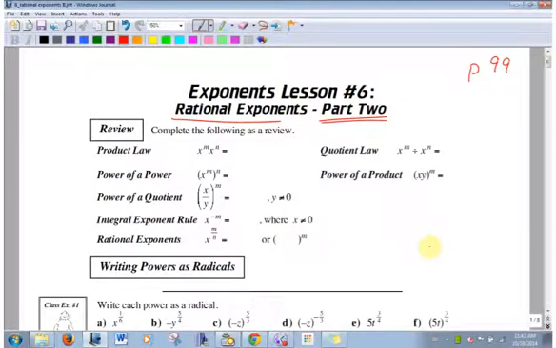It's the same stuff, okay, just maybe a little more complicated, but there's only so many exponent rules. There they all are right there.